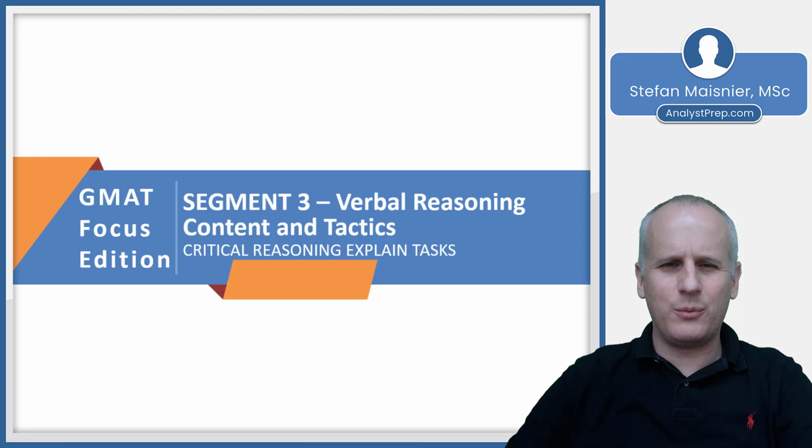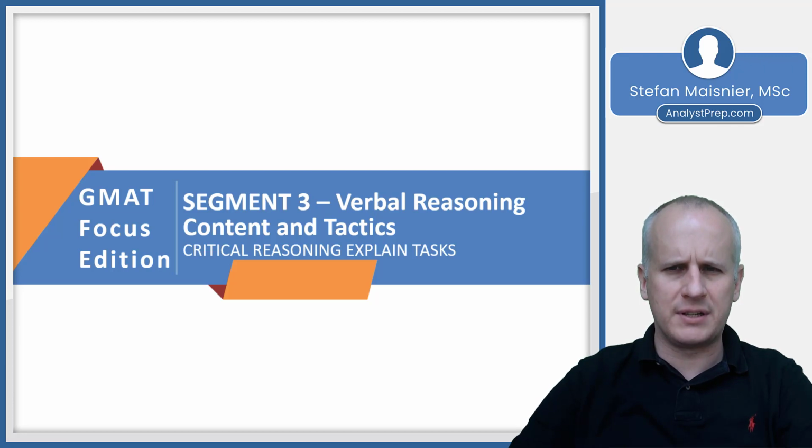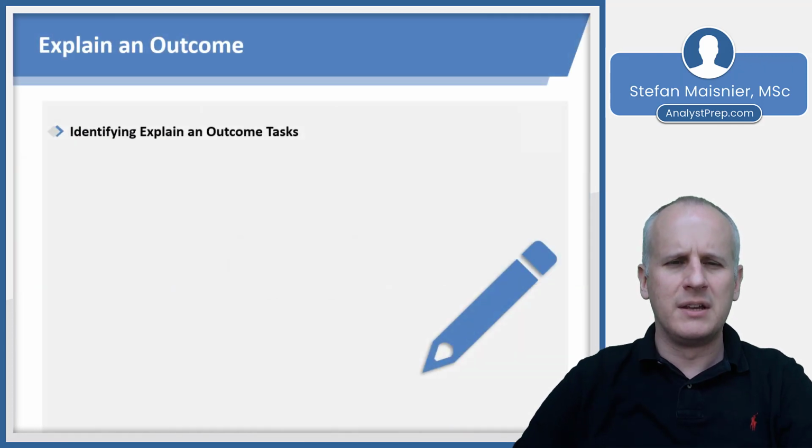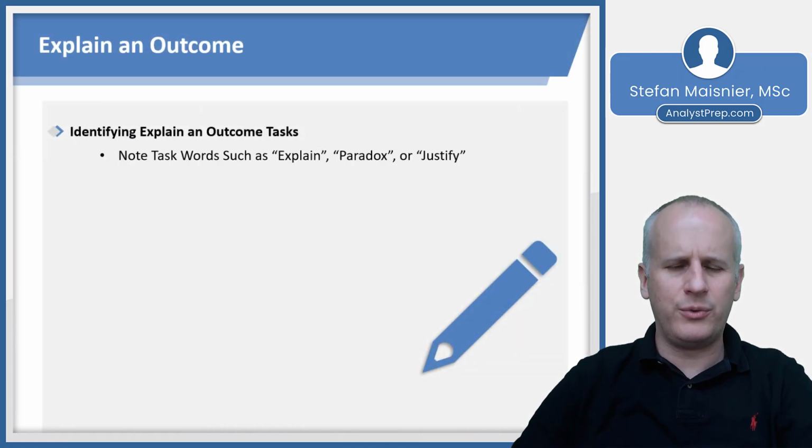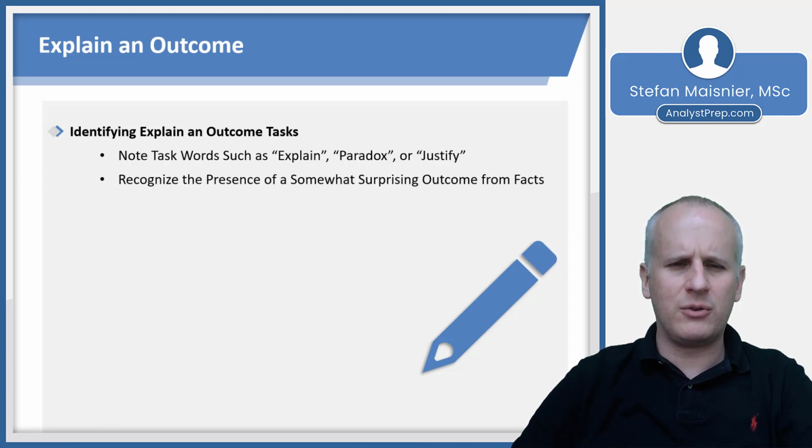In this lesson, we will cover one of the more obscure tasks that you'll find in the verbal reasoning, critical reasoning style problems of the GMAT Focus Edition, and that's going to be those asking you to explain something in the paragraph provided. So, to identify these tasks, you'll note some words such as explain, paradox, or justify. And you'll want to recognize the presence of some sort of surprising outcome based on the facts.